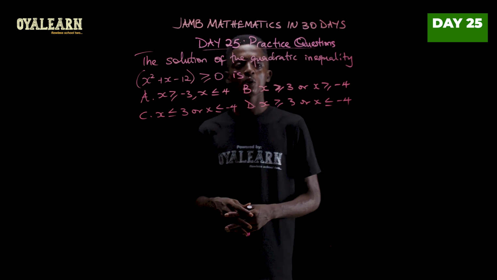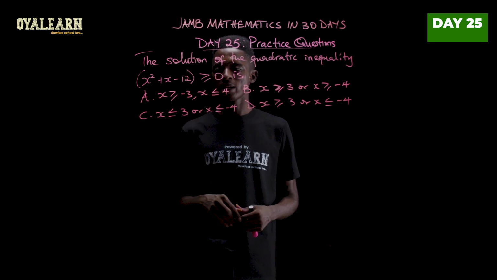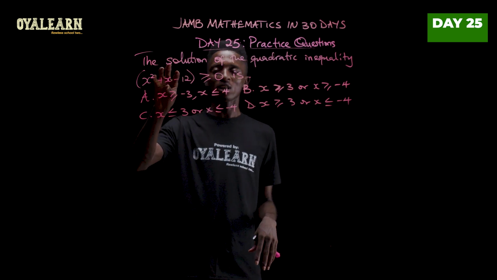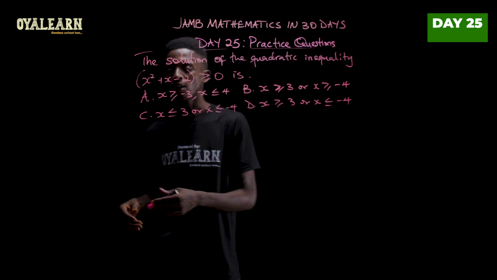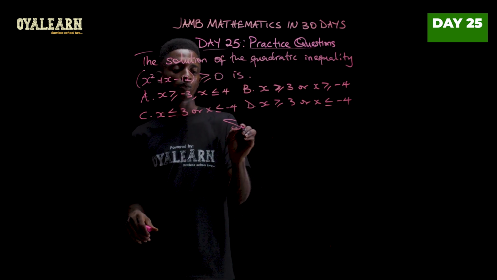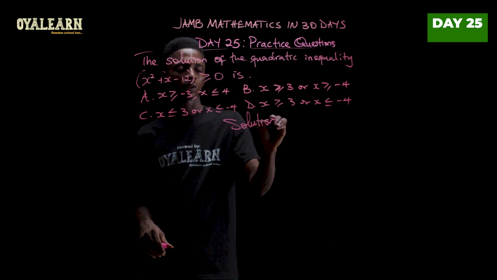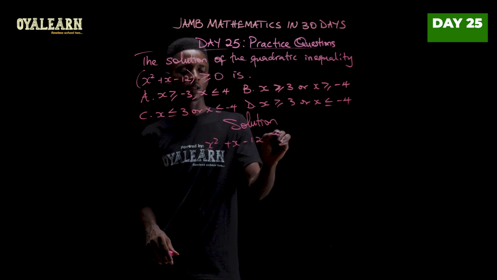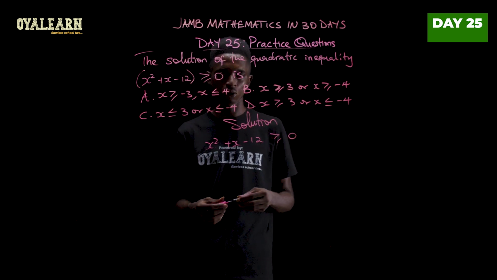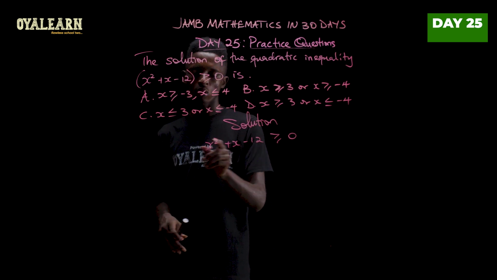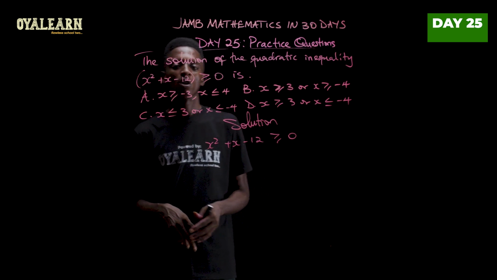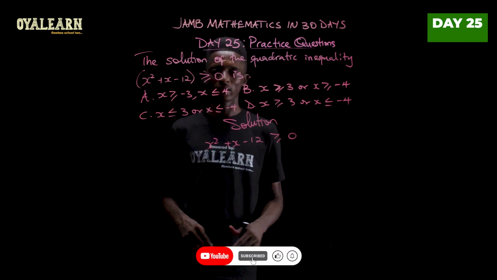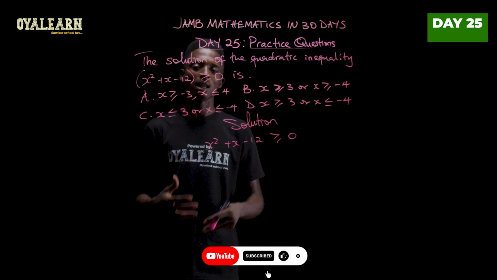The solution of the quadratic inequality x squared plus x minus 12 greater or equal to 0 is... So we're going to solve this quadratic inequality and then find the values of x. What we have here is x squared plus x minus 12 greater or equal to 0. Now we need factors. Our factors have to give a product of minus 12 and a sum of plus 1. And to get that we need minus 3 and plus 4.